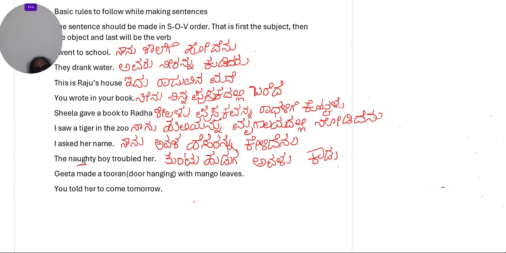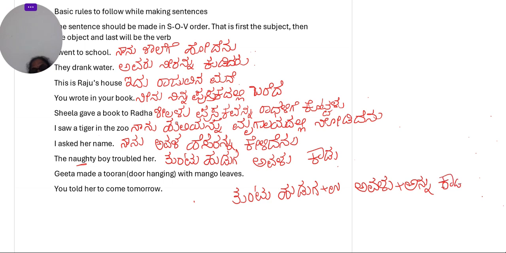Now for the subject we have to add the Vibhakti U. Tuntu is an adjective, so we will not add Vibhakti to adjectives. It's only added to nouns. So Tuntu huduga plus u. Then avalu is the object here, so avalu plus annu. And now kadu is the verb. Kadu is trouble, but we have to make it as troubled.